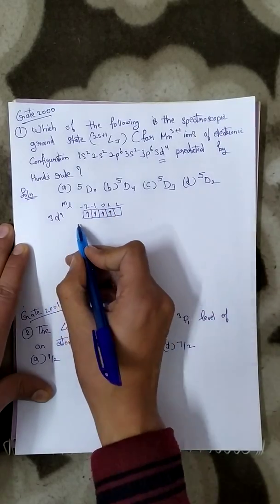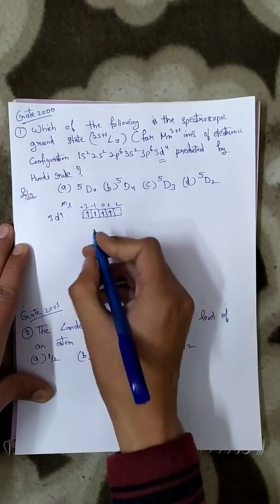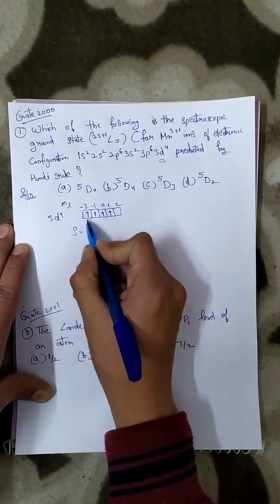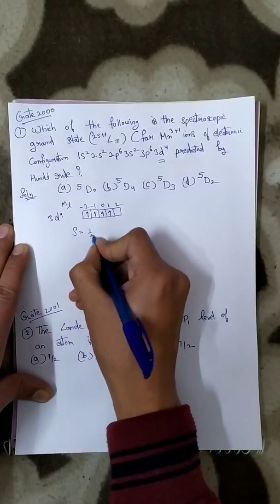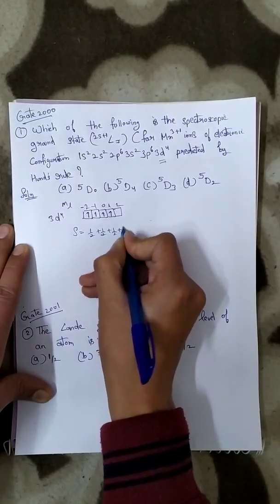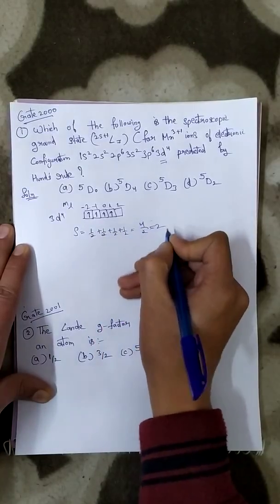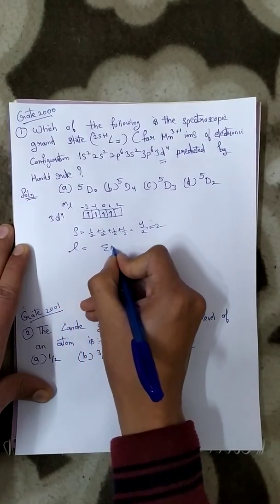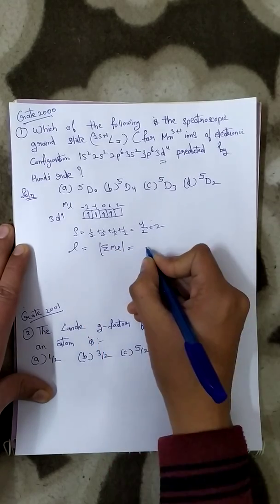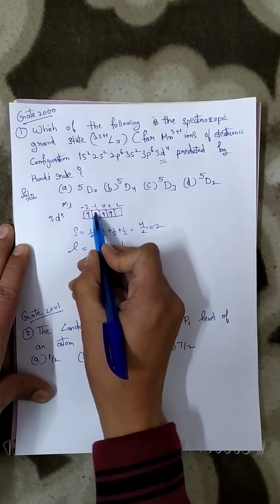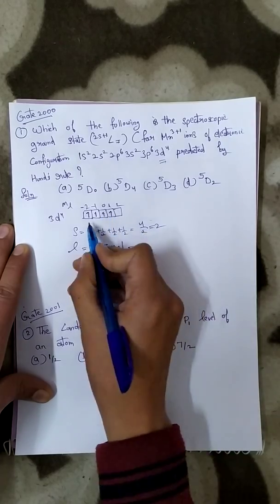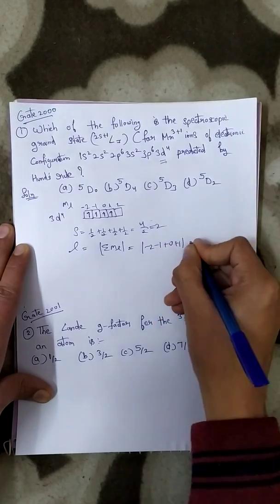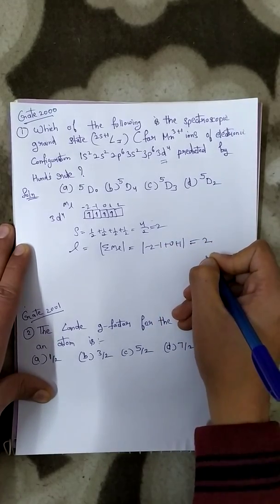Now you can calculate the overall S value, overall L value and overall J value from here. So what would be the S? There are 4 parallel electrons with half spin. That means total S would be half plus half plus half plus half, which is 4 by 2, that is 2. What would be the overall L value? The modulus of summation of ml, which would be minus 2 plus minus 1 plus 0 plus 1, and that will come is equal to 2.